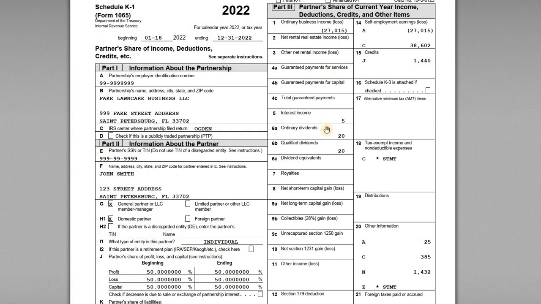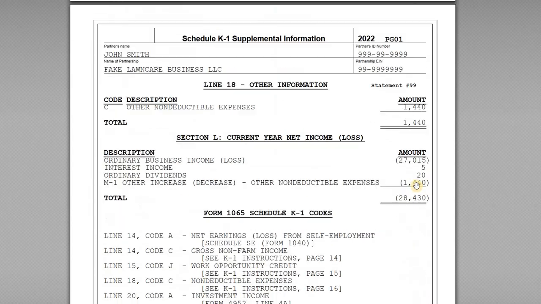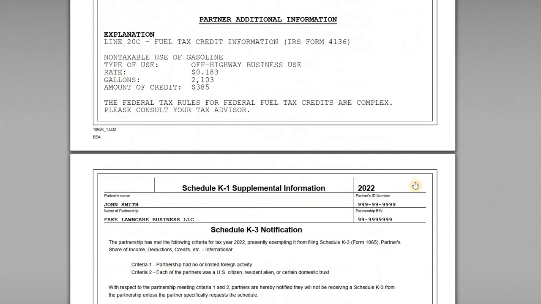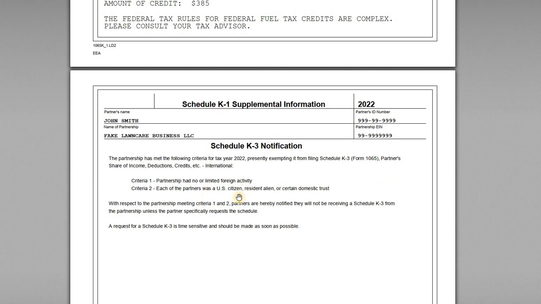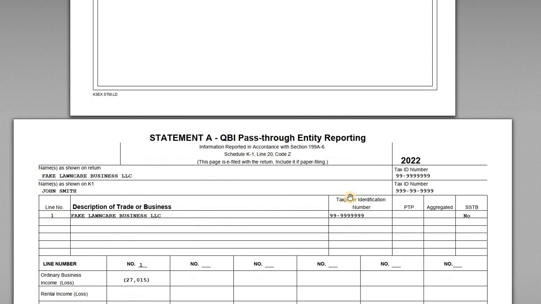So just some last items to touch on the Part 3 allocation of the items. So we'll see here's 15J, that's the credit, the work opportunity tax credit for the partner. 18C, the non-deductible expenses, so the $1,440 adjustment, because again, remember the tax credit means you can't deduct the same amounts. Now, if we go on to the basis worksheets, okay, so this is the K-3 statement. I want to come back to this after the basis worksheets.